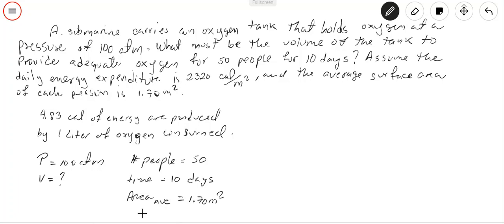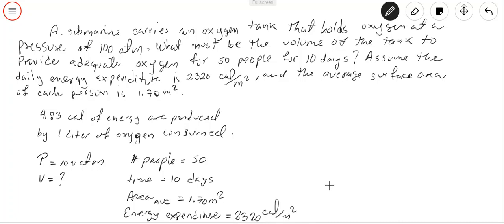And what else do we know? We know the total energy expenditure of one person per unit of area during the day, that should be in the order of 2,320 calories per square meter.